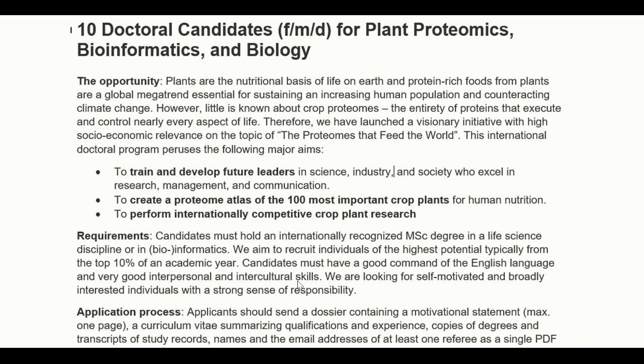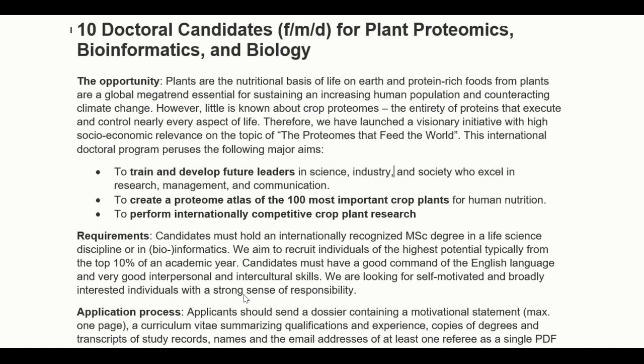And they also need a candidate who belongs to the highest potential, who belongs to the top 10% of an academic year, like a candidate who has a degree with, you can say, a high CGPA, and who is at least among the top 10% students of his or her session. So these are the requirements.